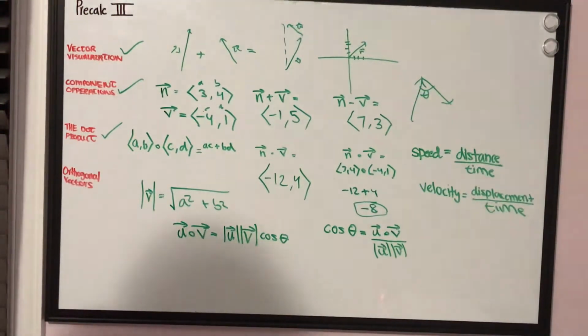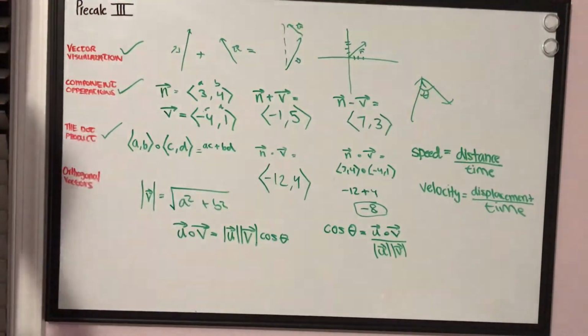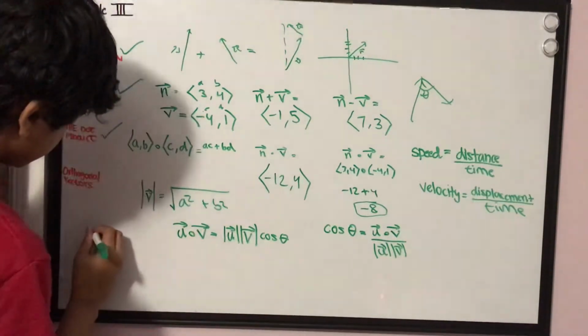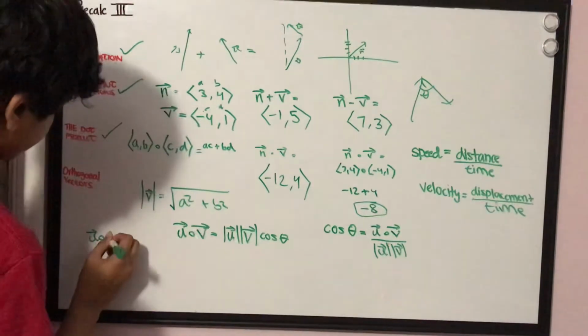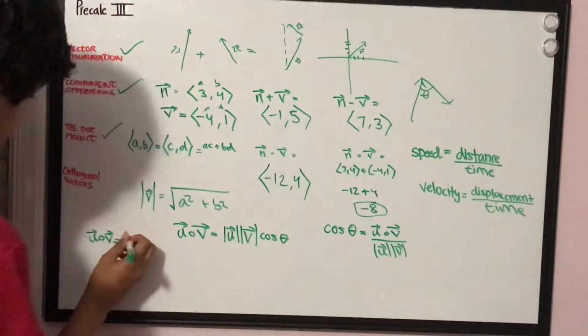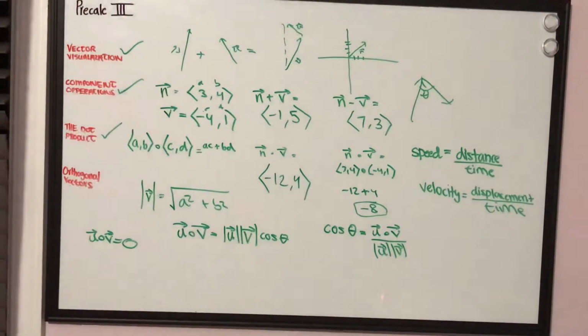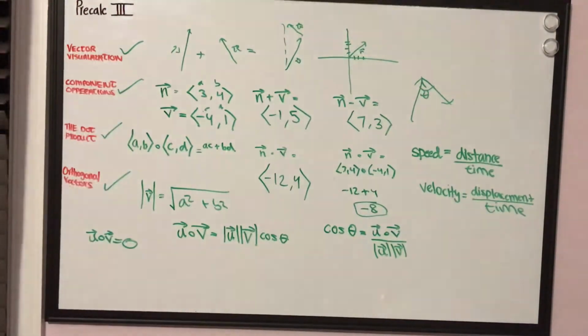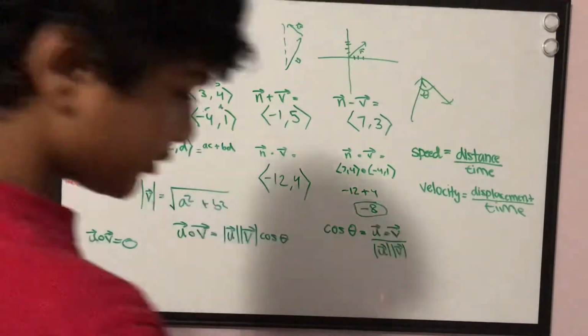Now let's talk about orthogonal vectors. If vector u dot vector v is equivalent to 0, then the vectors are orthogonal. Basically, that means they're perpendicular. So that's about it. Now let's get into the practice. Let me erase this.